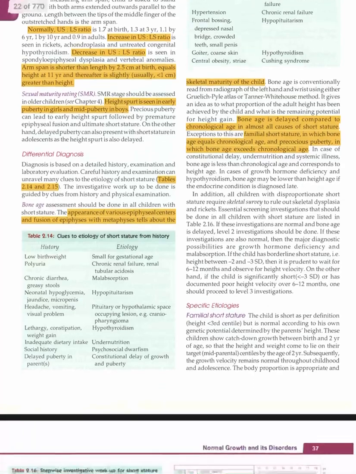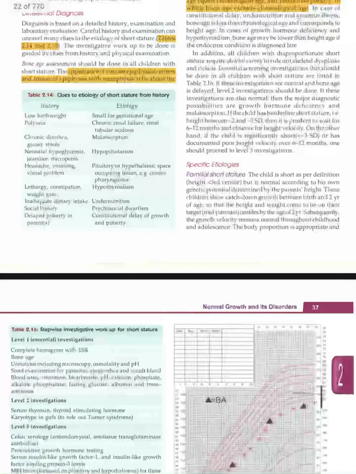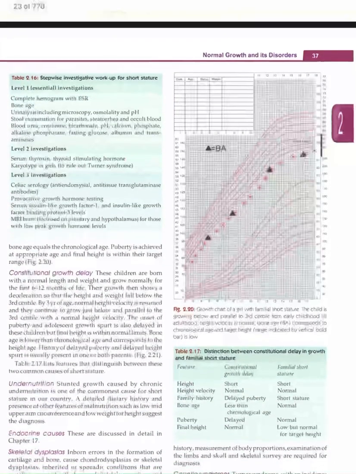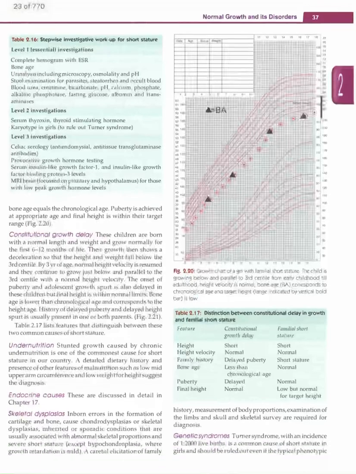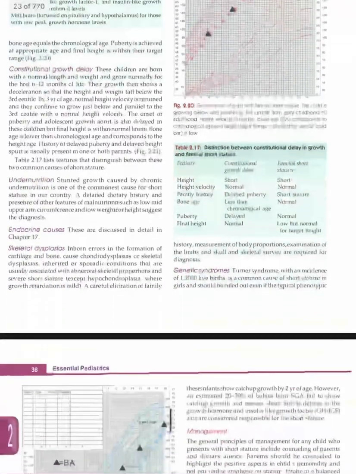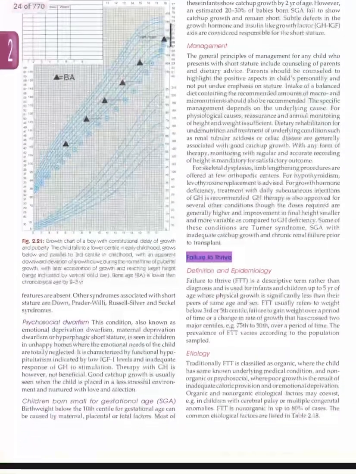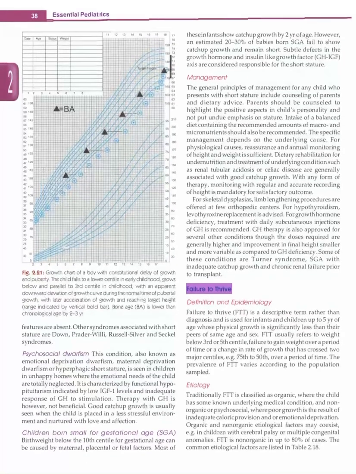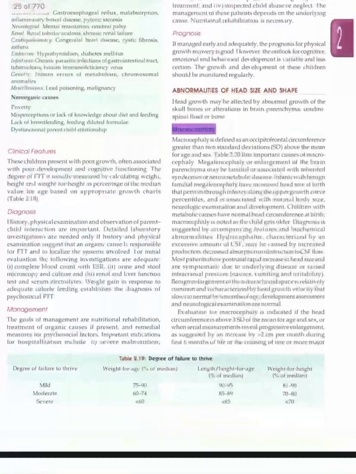Okay, specific etiologies: familial short stature, constitutional growth delay, undernutrition, endocrine causes, skeletal dysplasia, genetic syndromes, psychosocial dwarfism, child born small for gestational age. All this is important, and management also. Okay.